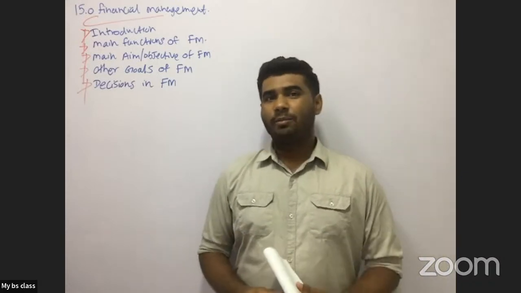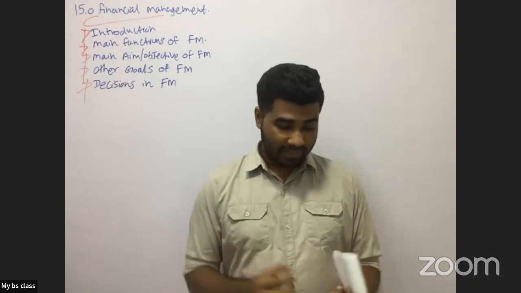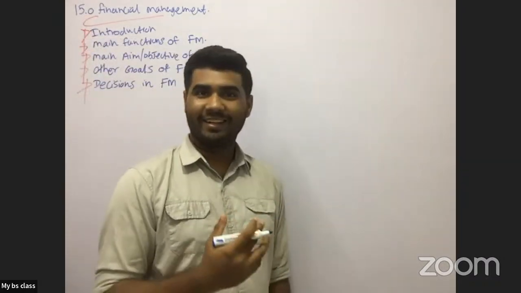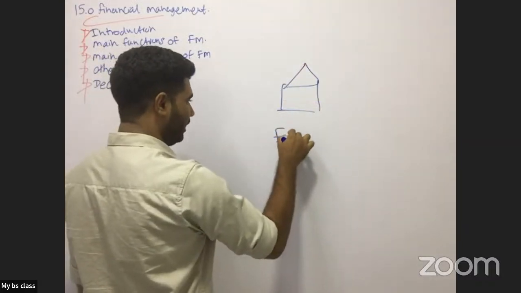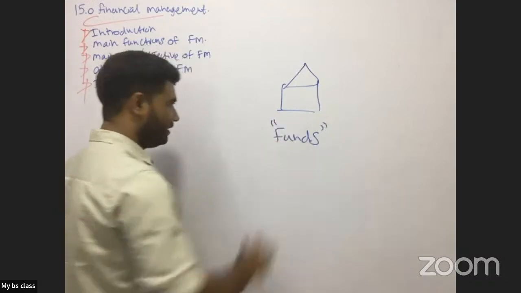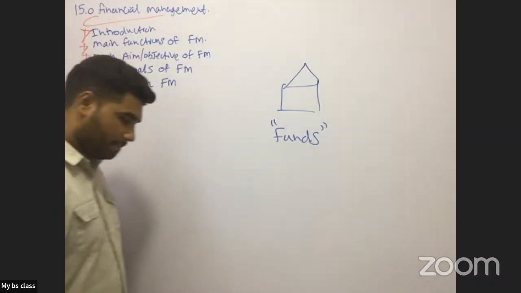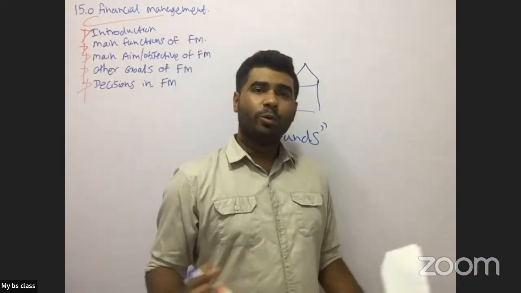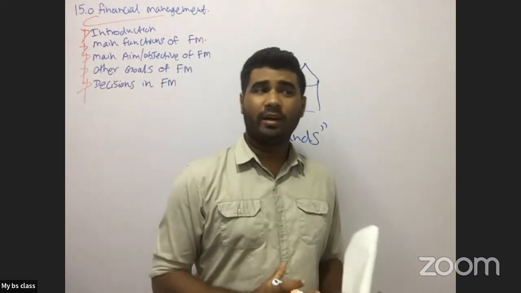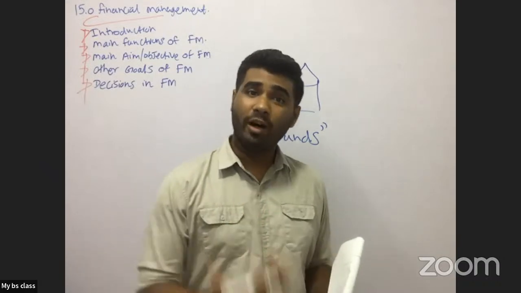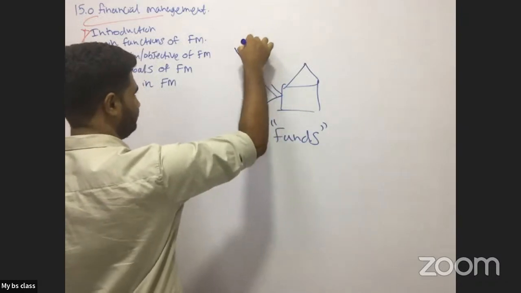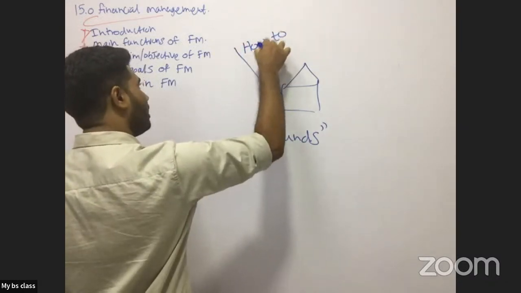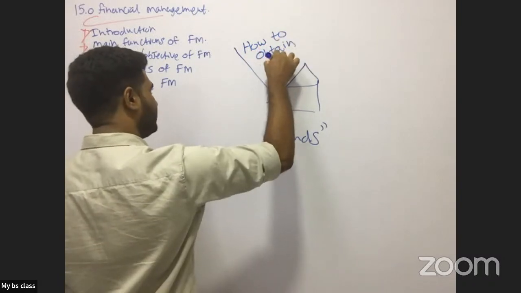Financial management is all about this: when you come to a business, you need to have funds. F-U-N-D-S, right? Not F-U-N. You need to have funds. So there are two things that you need to consider. First one is how to obtain funds for your business. The simple two questions. How to obtain funds.